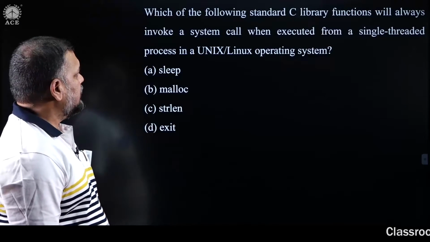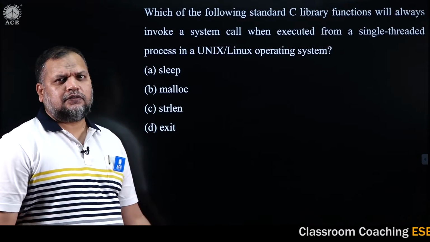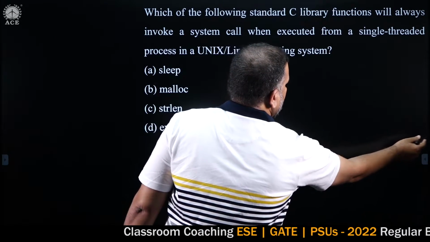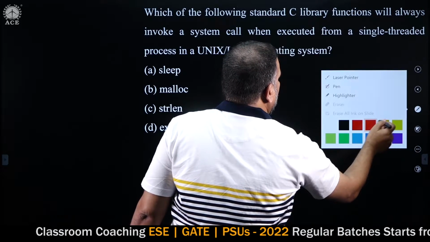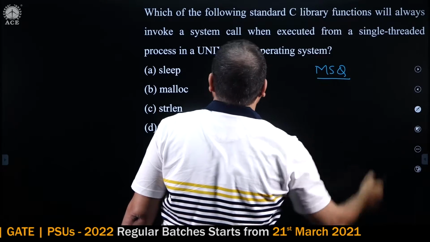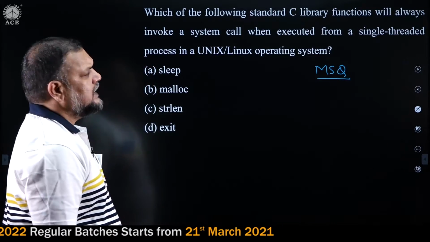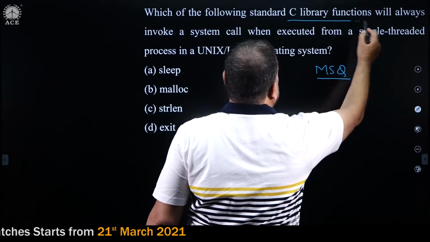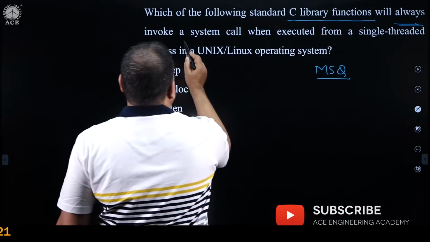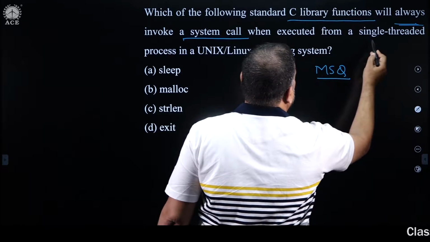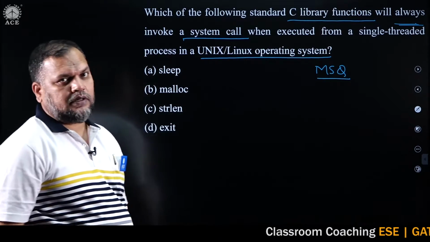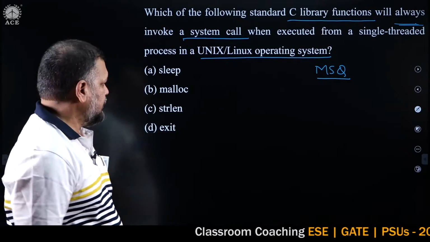Okay, let us look at this question, a very standard and simple question. This is also MSQ. So, let us take this MSQ from operating system. Which of the following standard C library functions will always, look at this, the keyword is always, associate a system call when executed from a single threaded process in a Unix operating system environment. So, always and in Unix.